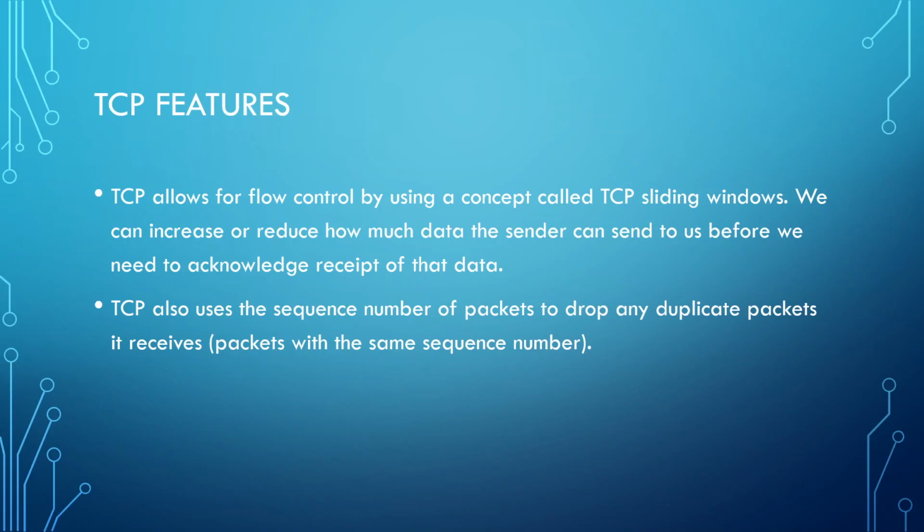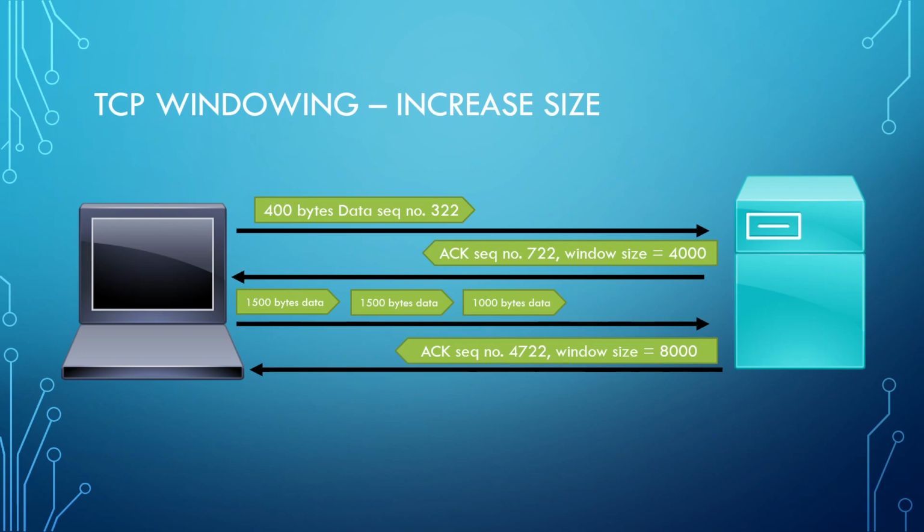So in essence, let's say that the receiver receives 2 packets with the same sequence number. It's going to drop one of those packets, because the duplicate packet is not going to feed duplicate information to the application. So now let's have a look at some of these features. I find that it's better to view it from a graphical representation because that helps us understand it easier. So let's have a look at TCP windowing. In this example, increasing the window size.